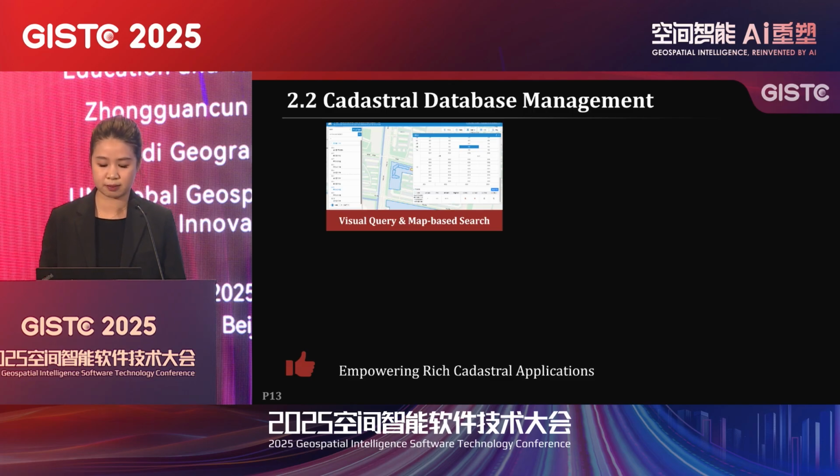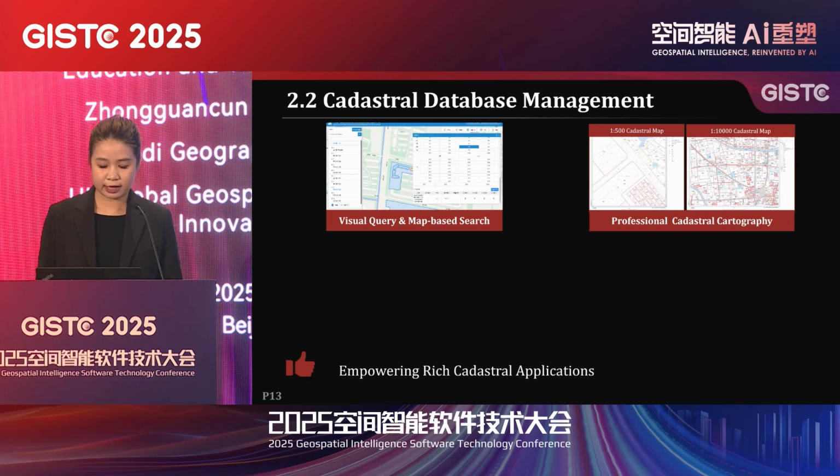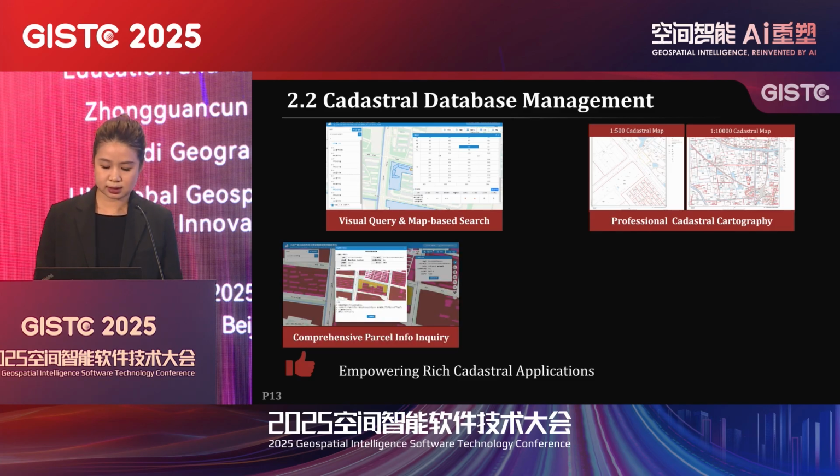from the cadastral map. And we have professional cadastral cartography that supports the creation of high-quality cadastral data maps at various scales, such as 1 to 500, 1 to 10,000. And the third one is comprehensive parcel info inquiry, which offers access to detailed information for each land parcel, including the boundaries, area, and historical data.